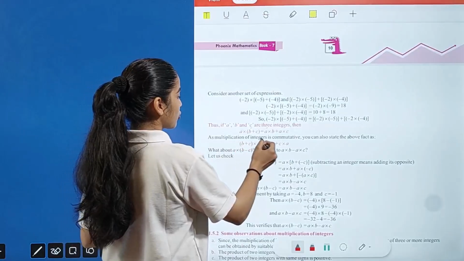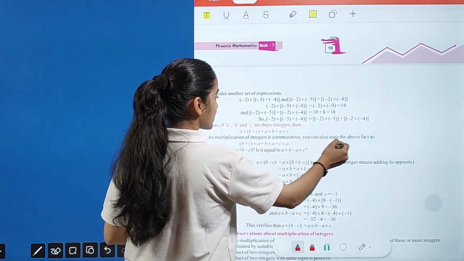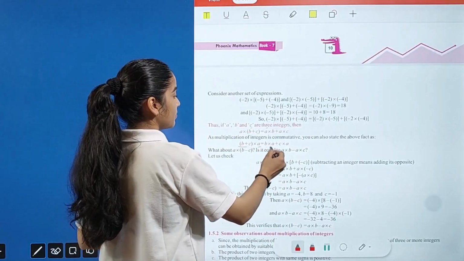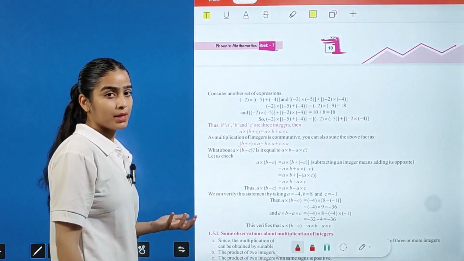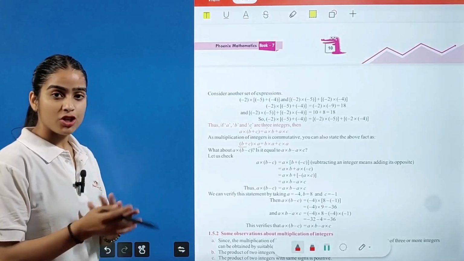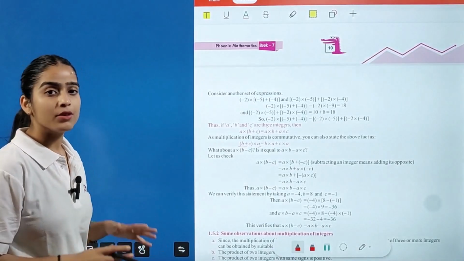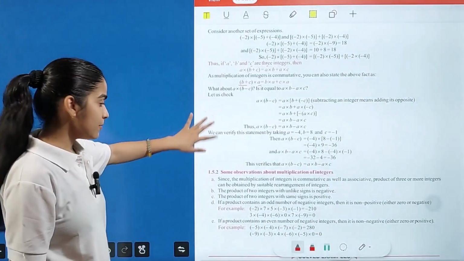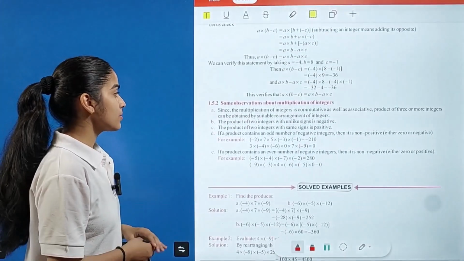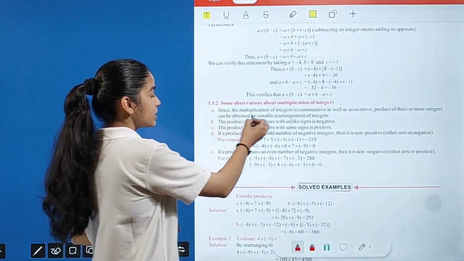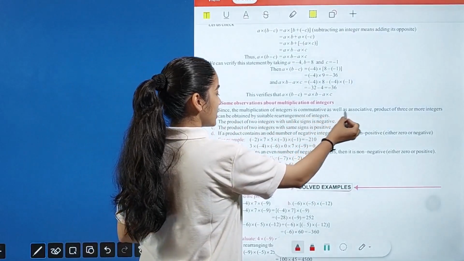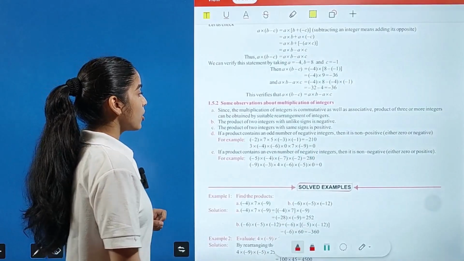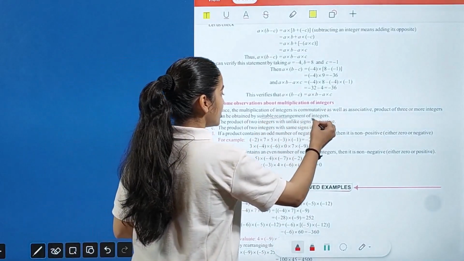As multiplication of integers is commutative, you can also say that b plus c multiplied by a is equal to b multiplied by a plus c multiplied by a. If we change the order of the numbers, we also get the same answer, because multiplication applies the commutative property. Now some observations about multiplication of integers. Since multiplication of integers is commutative as well as associative, the product of three or more integers can be obtained by suitable rearrangement of integers.